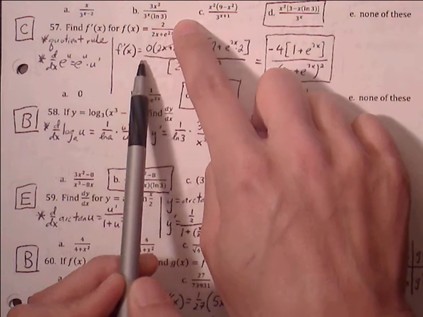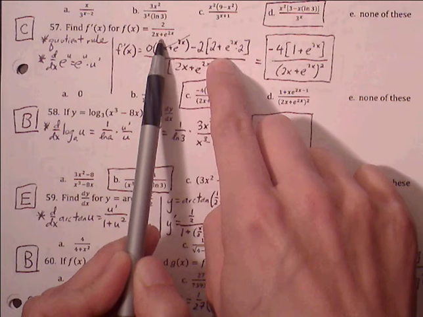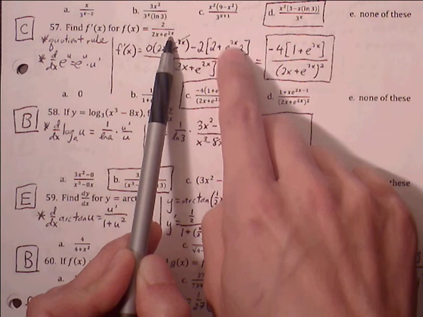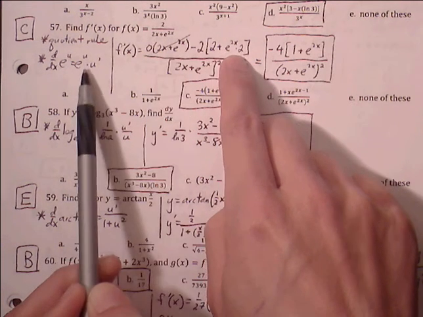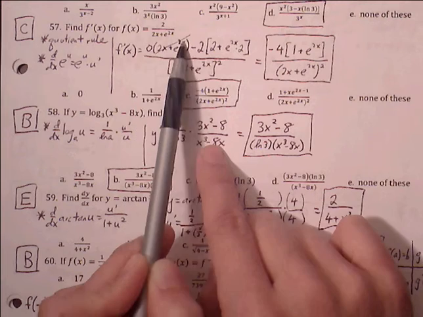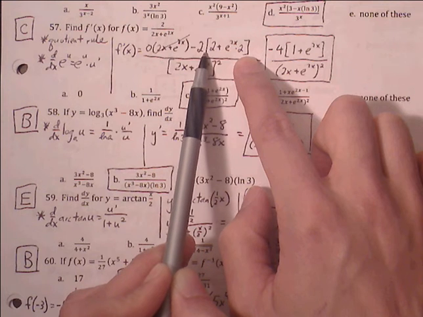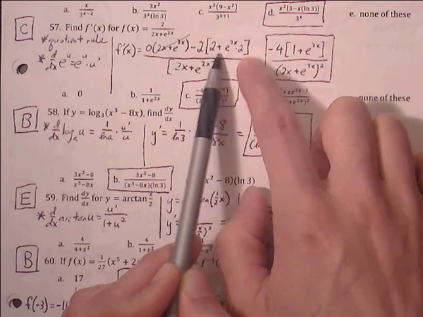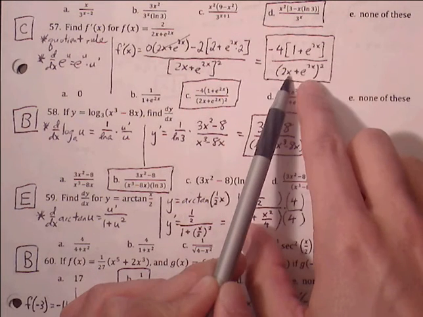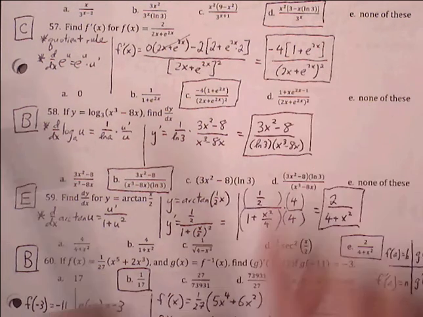F prime g, so the constant's derivative is 0, minus f g prime. So the derivative of the denominator, 2x becomes 2, and e to the 2x becomes e to the 2x times 2 because of the rule e to the u times u prime, all over denominator squared. 0 times anything is going to be 0. Combine, I get... I can factor out another set of 2's. So I factor out another 2, I get negative 4 times 1 plus e to the 2x, all over 2x plus e to the 2x squared. And that matches answer choice C.